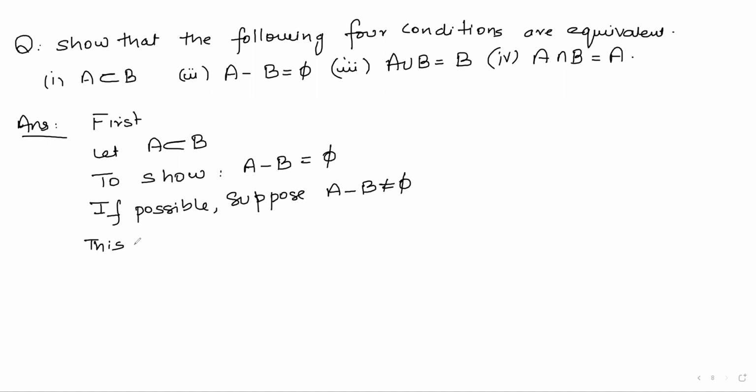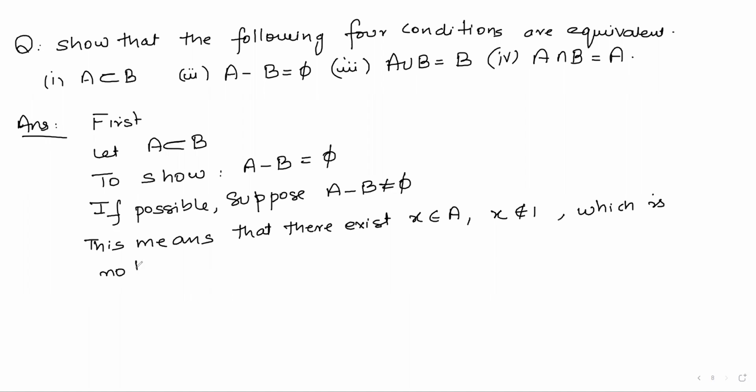This means that there exists x belongs to A and x does not belong to B. So this means there are some values in A which do not belong to B, which is not possible, as A is a subset of B. So this is given: A is a subset of B. We need to show that A minus B is equal to the null set.